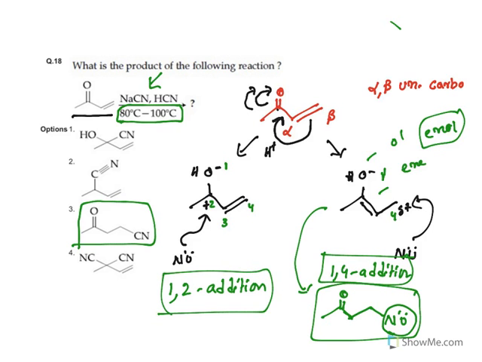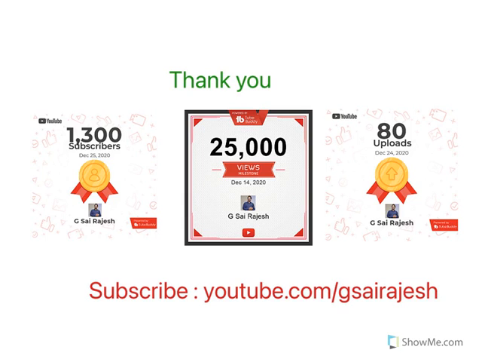So the concept is based on 1,2 addition and 1,4 addition. 1,2 addition is favored with very strong nucleophiles like Grignard reagents, whereas 1,4 addition is favored by the cyanide nucleophile as well as high temperatures. So the option is this one. Yeah, this finishes all organic chemistry concepts.